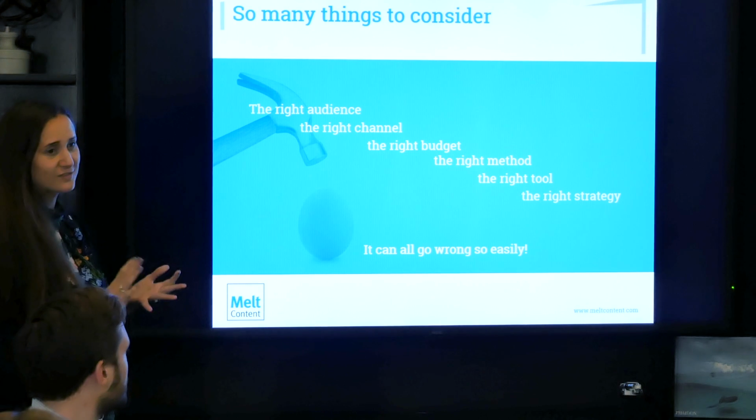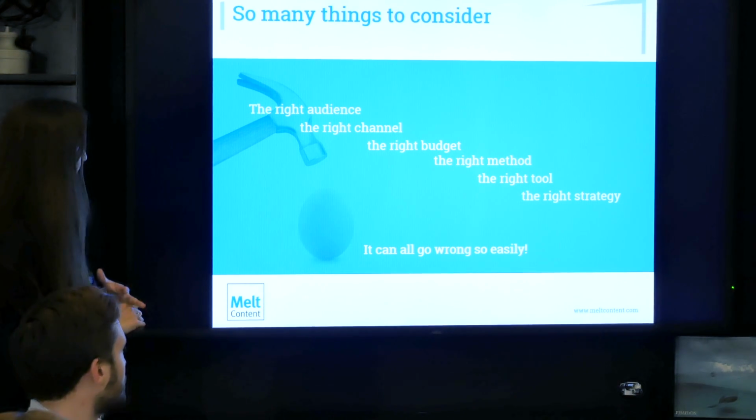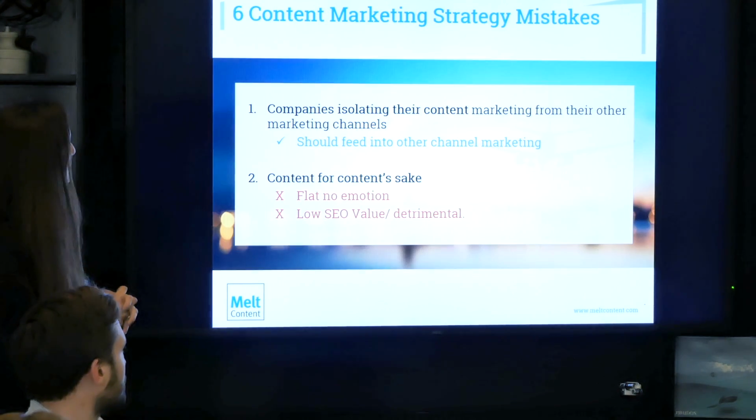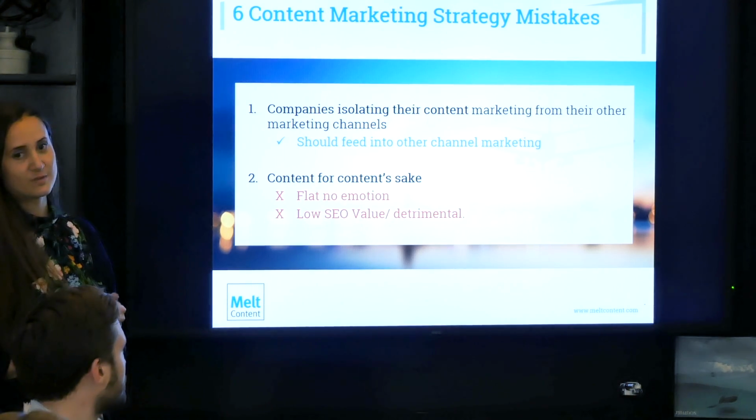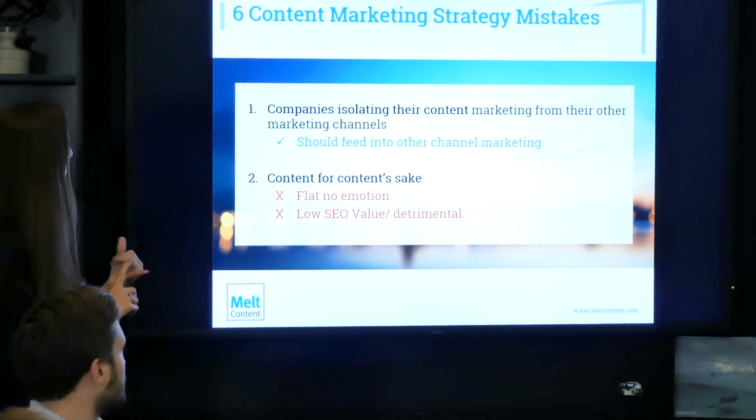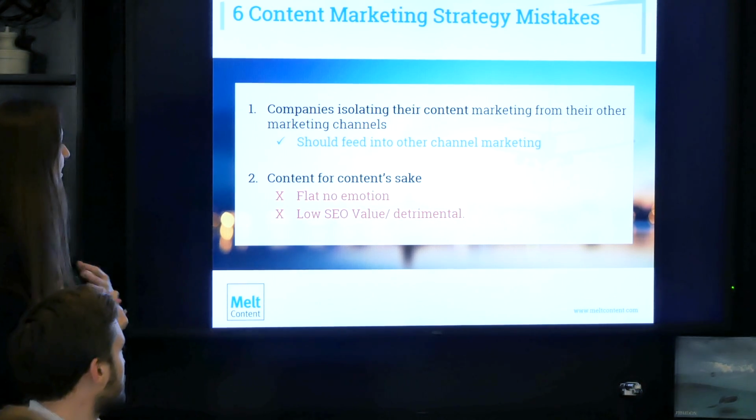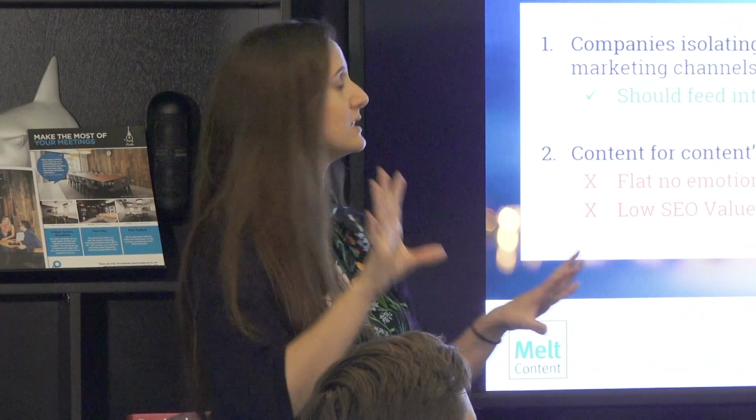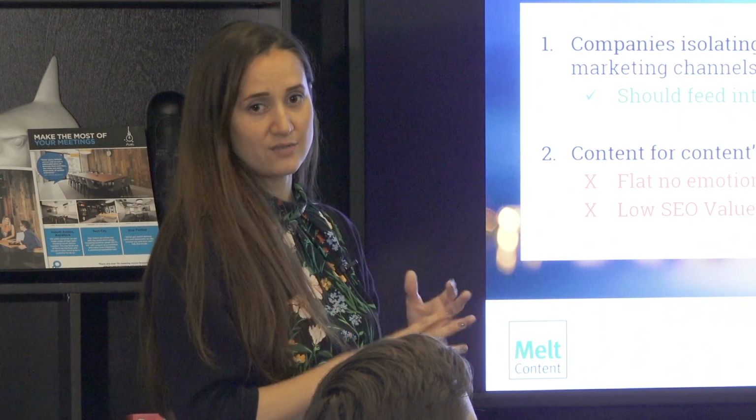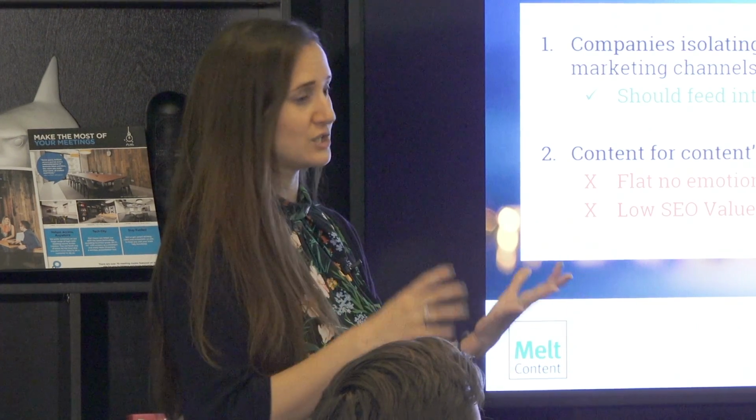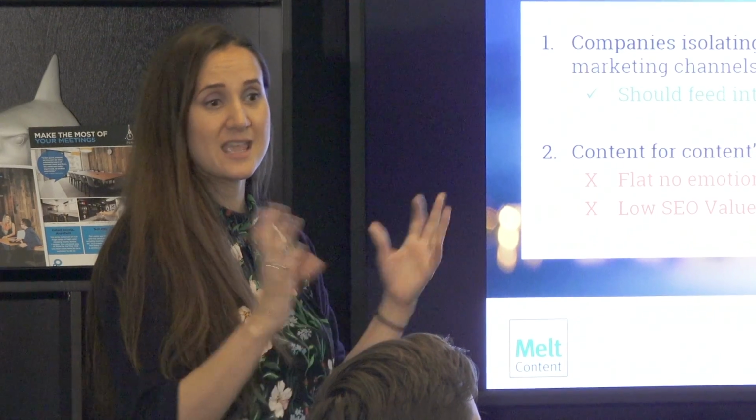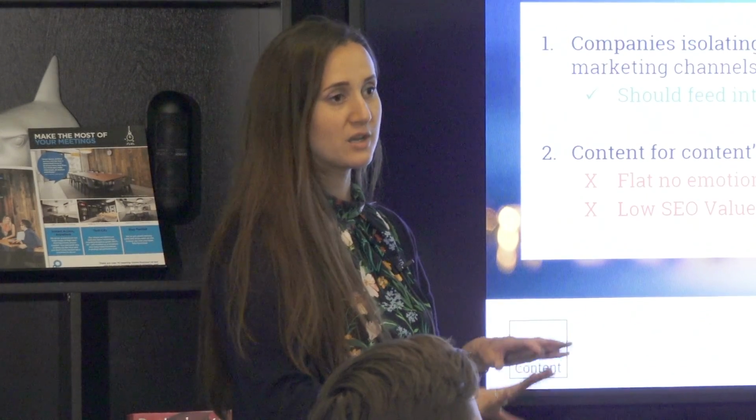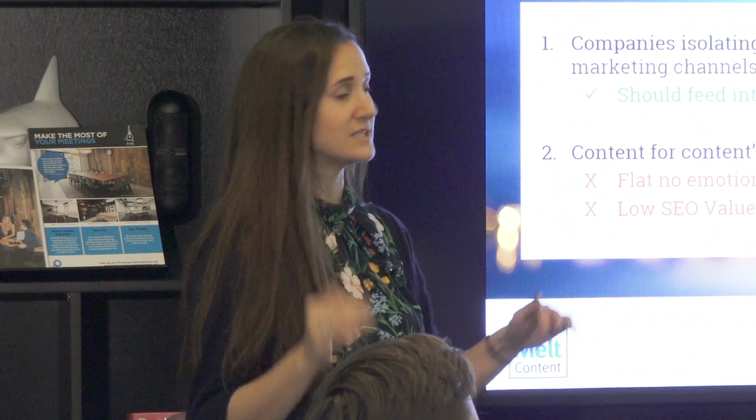There are so many things to consider: the right audience, the right channel, the right budget, the right method, the right tool, the right strategy, and of course lots of things can go wrong. I'm following on from Sarah's highlighting of some of the common mistakes. One: companies isolating their content marketing from their other marketing channels. I see this quite often, where they have silos of their marketing. It's really important that this should feed into everything. If you're going to have a content marketing strategy, you should tie it into social media and SEO so that everything is singing from the same hymn sheet. If you do it correctly with the data and the insights, you can make sure that your targeting is correct for every single channel.